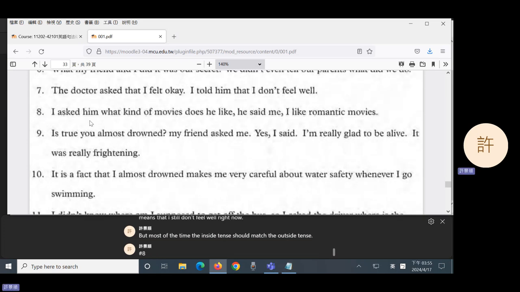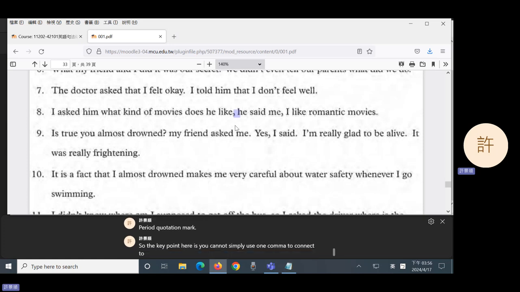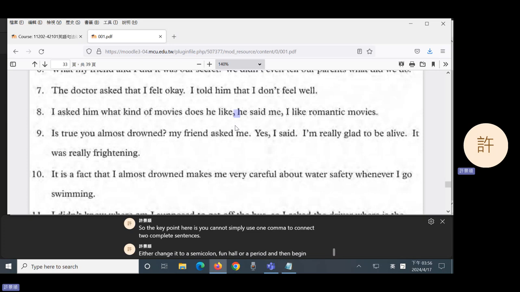Number 8, I asked him what kind of movies he likes. Period or semicolon, 句点或分号. If you use a period, this should be capital H. He said to me, comma, quotation mark, I like romantic movies, period, quotation mark. So the key point here is you cannot simply use one comma to connect two complete sentences. Either change it to a semicolon, 分号, or a period and then begin a new sentence.